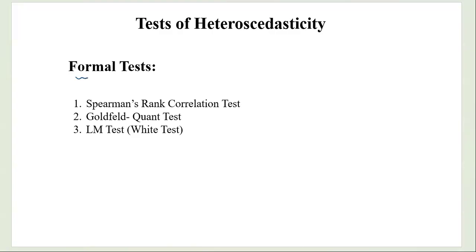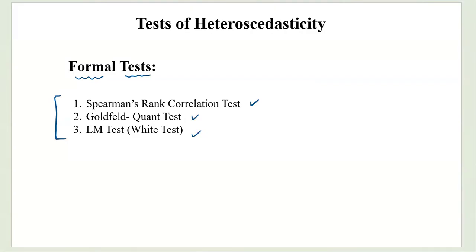Specifically, in econometrics, you have three types of formal tests that you could use in order to detect heteroscedasticity, and here I have listed all of them. The first is the Spearman's rank correlation test that we will be talking of in this particular video. Then the second test, and the most useful test, is the Goldfeld-Quandt test that we will be talking about in the next video. And then you have something called the LM test or the White's test. LM test is also called the White's test. So these three methods will have three separate videos.